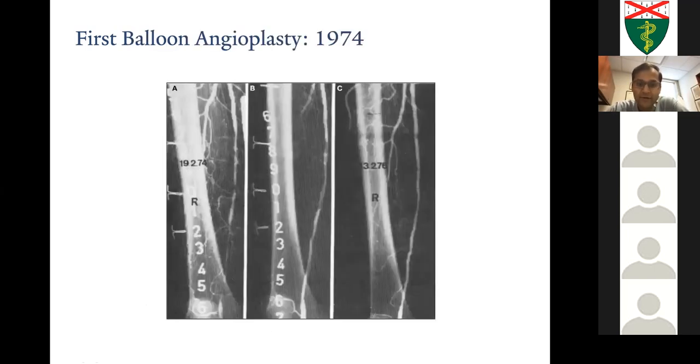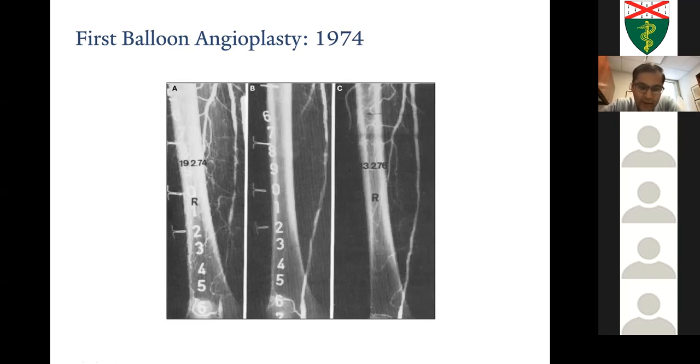So based on Dotter's success, Andreas Grünzig, who was in Switzerland at the time, essentially said this is a great technique. But the limitation of dottering was that the lumen you would get was related to the size of the catheter. So Grünzig said, if you can put a balloon onto a catheter, you could get a larger luminal gain than the size of the catheter itself.